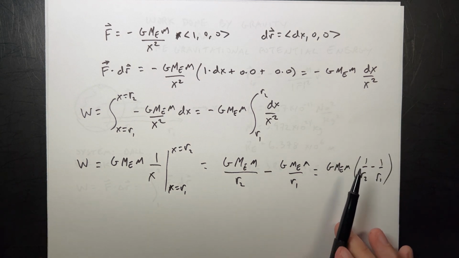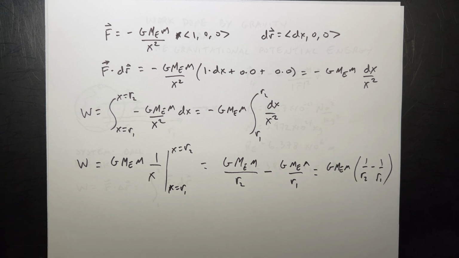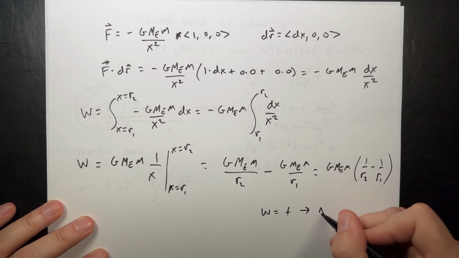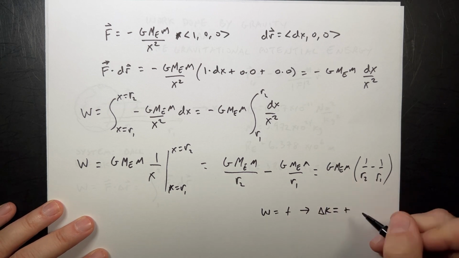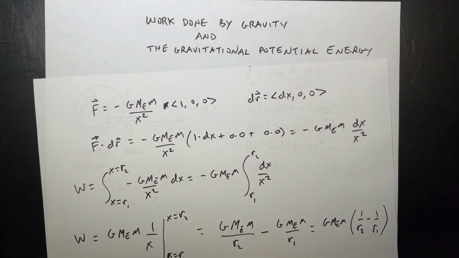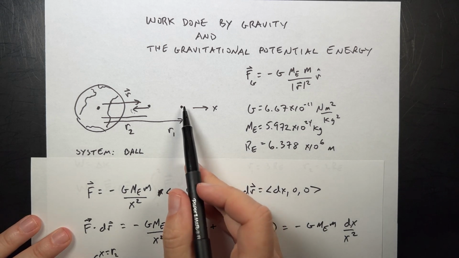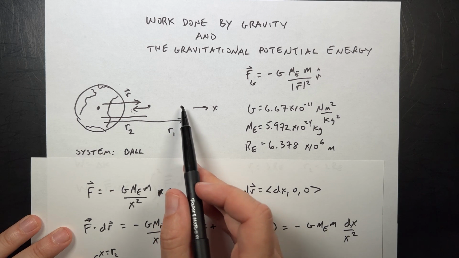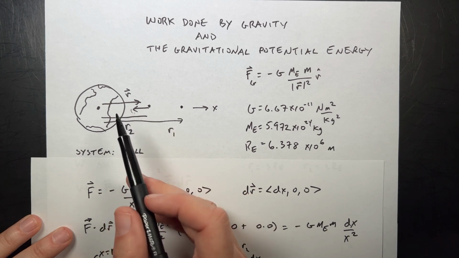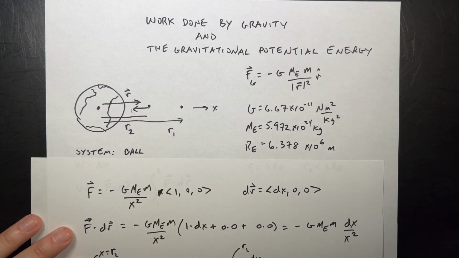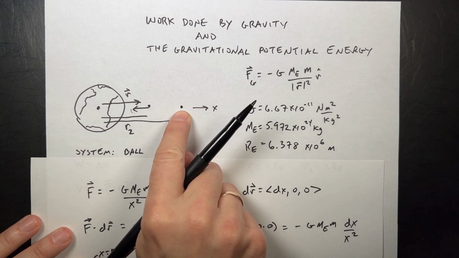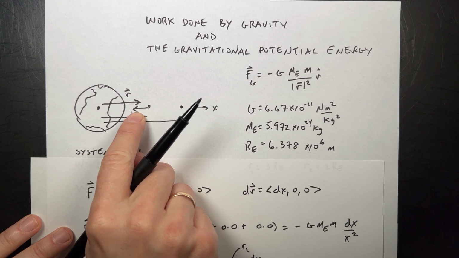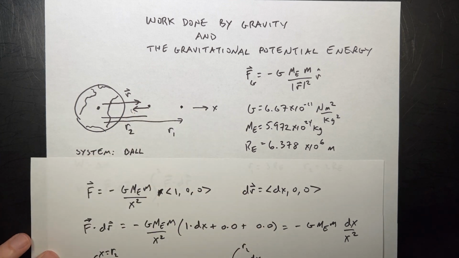Now, is this positive or negative? Should it be positive or negative? Remember, if work is positive, then delta kinetic energy is positive. So if I go back over here, what should I expect? Well, if it's falling towards the Earth, it should increase in kinetic energy. So delta K should be positive. Also, the work should be positive because the force is in the same direction as the displacement. It's moving in the same direction.